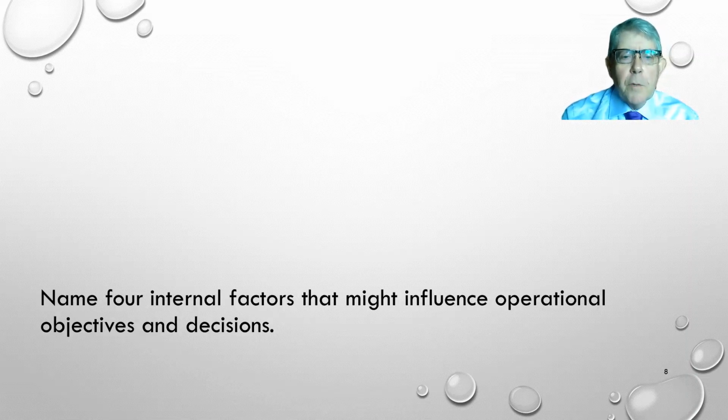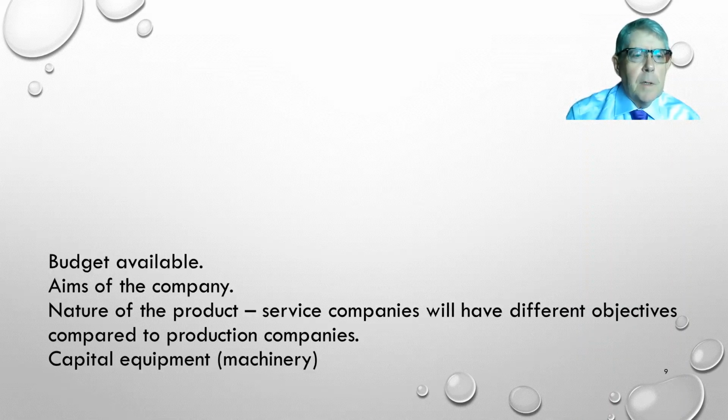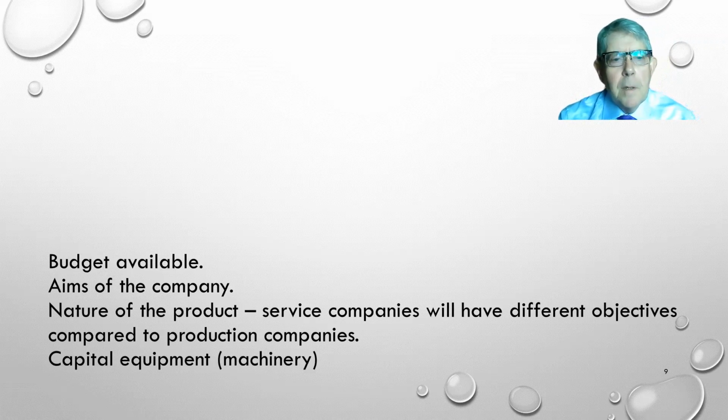Name 4 internal factors that might influence operational objectives and decisions. The budget available, the aims of the company, the nature of the product. Service companies will have different objectives compared to production companies, and then capital equipment, which really means machinery.